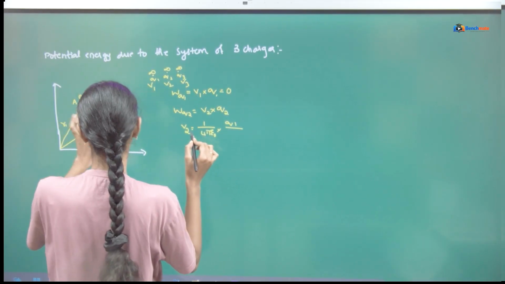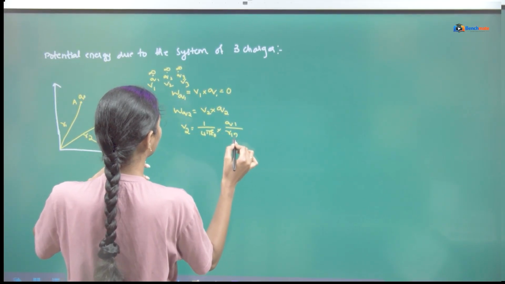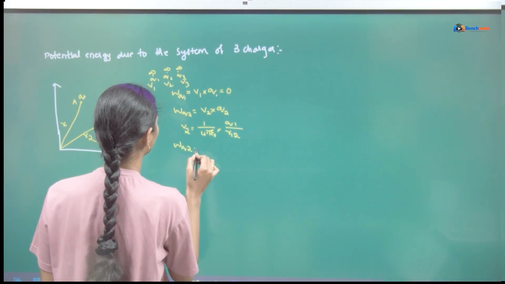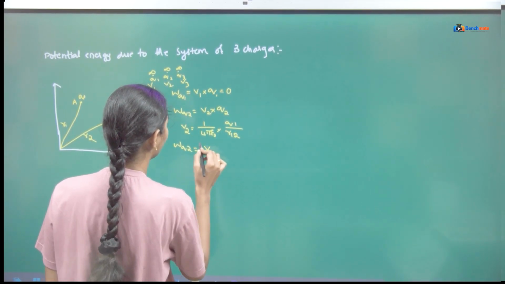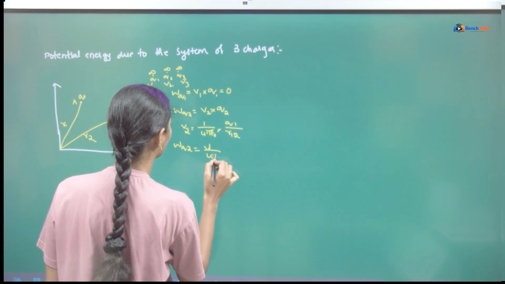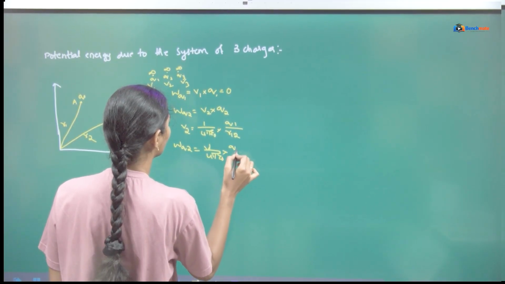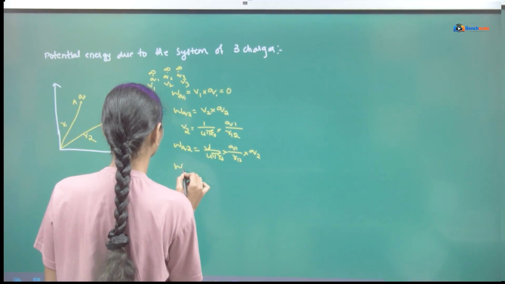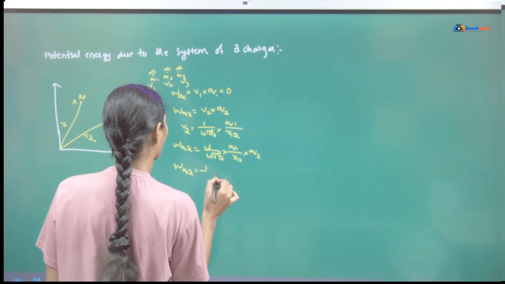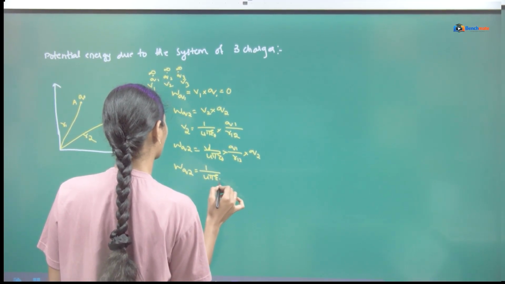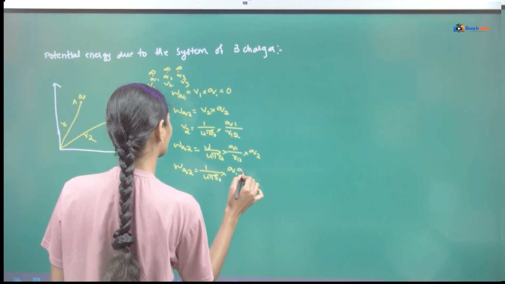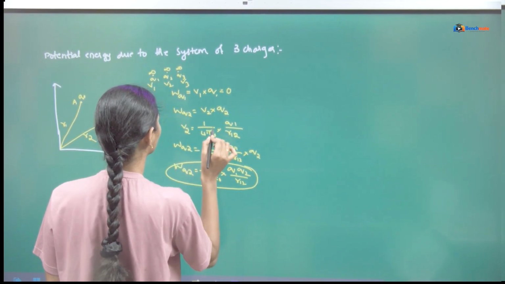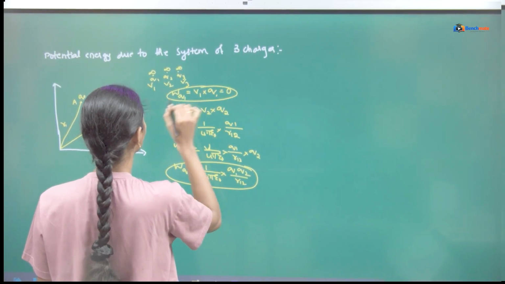Q1 charge, and the distance between them, you take it as R12. Now WQ2 is equal to V2. V2 value is 1 by 4 pi epsilon naught into Q1 by R12 into Q2. Now WQ2 is equal to 1 by 4 pi epsilon naught into Q1 Q2 by R12. So this is work done against Q2 charge, and it is work done against Q1.